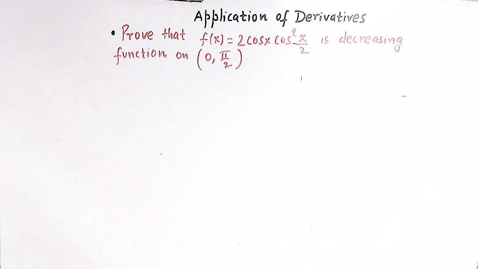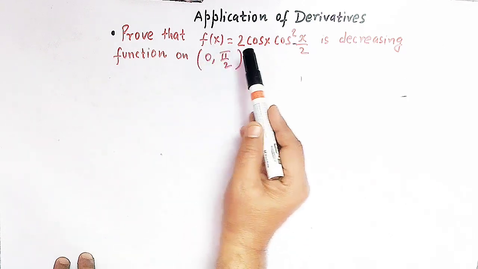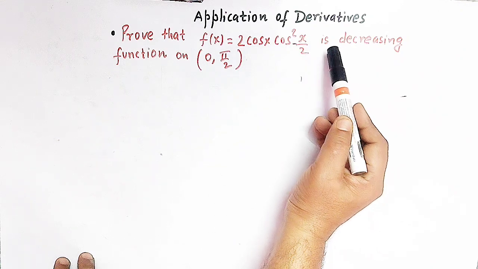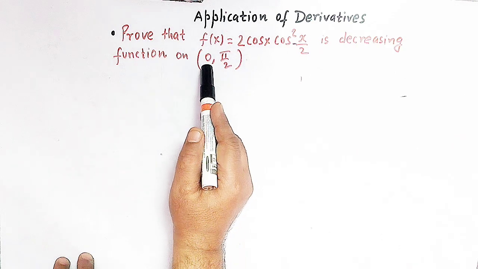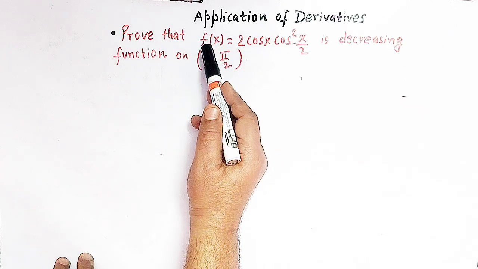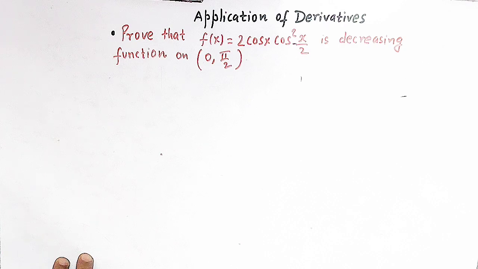Hello viewers, in today's session we are going to discuss another important problem from application of derivatives, and here we are going to take up an important problem from the concept of increasing and decreasing functions. So here we have to prove that this function f of x, that is 2 cos x minus cos square x over 2, is a decreasing function on this interval, that is 0 to pi by 2. So in order to prove that this function f of x is a decreasing function on this interval, we have to take help of the concept of derivatives, right?